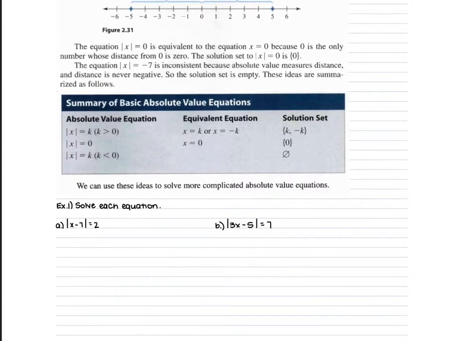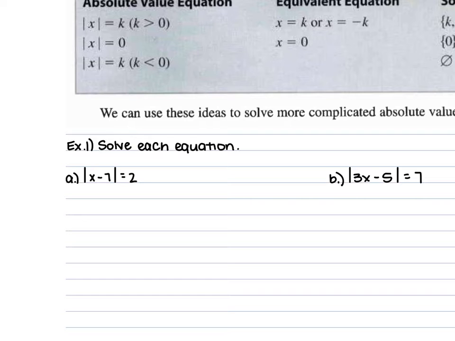So our first thing that we want to do is to make sure the absolute value is isolated. If we look at example 1a, we have the absolute value of x minus 7 is equal to 2. That absolute value is isolated, so from here, set up two equations. One with the answer that you already have, one with the opposite of the answer that you have. So this is going to give you x minus 7 is equal to negative 2, as well as x minus 7 is equal to positive 2.